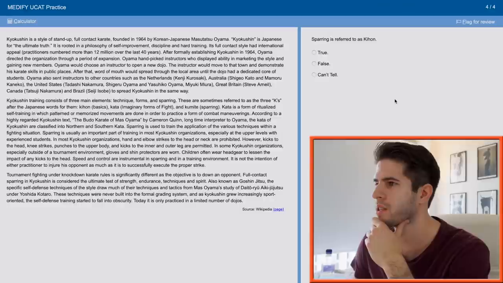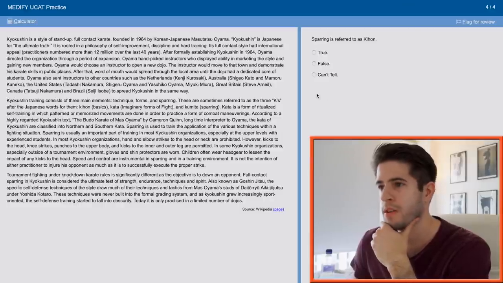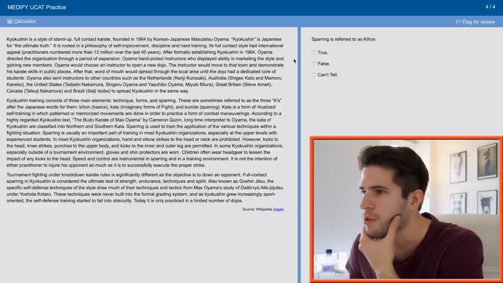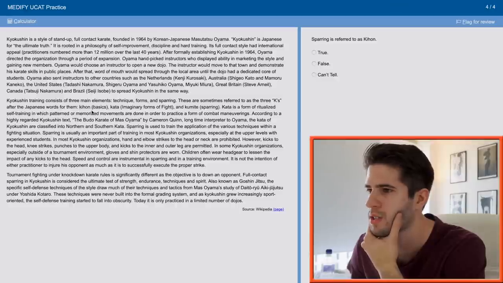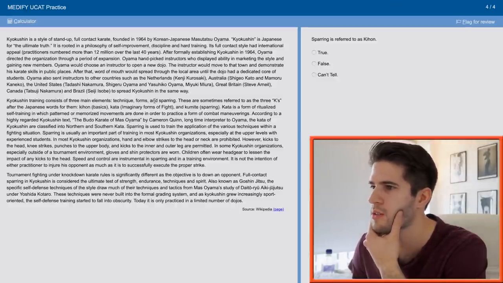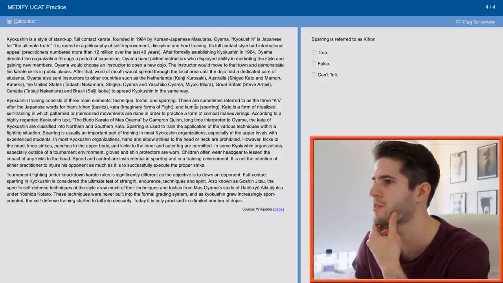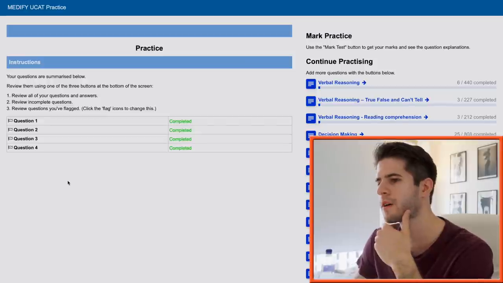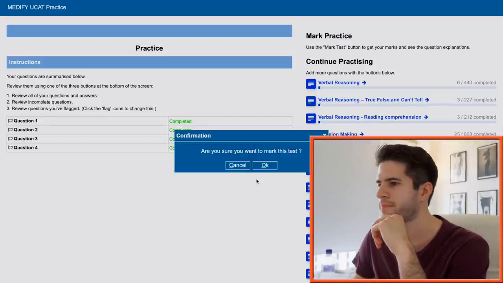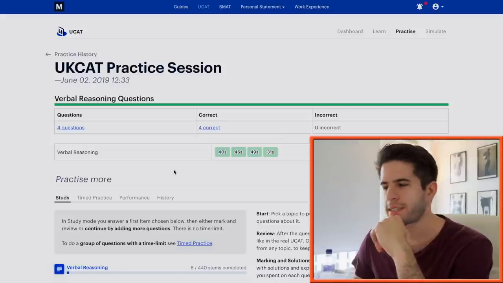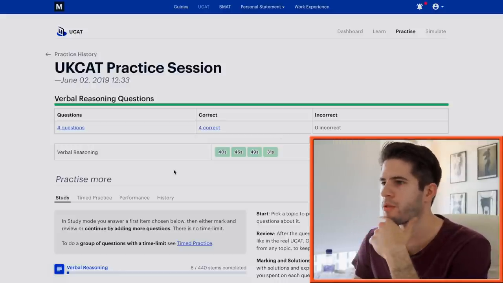Sparring is referred to as Kihon. All right. Let's try and find that real quick. Kihon, basics, kata, and kumite. Three main elements, technique, forms, and sparring. These are sometimes referred to as the three Ks. So sparring is kumite, so this is false. All right. Okay, that was a good one. Let's see. All right, nice. Really quick, 4 out of 4.